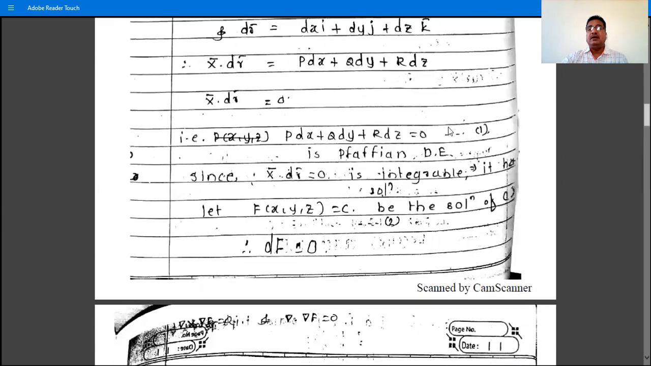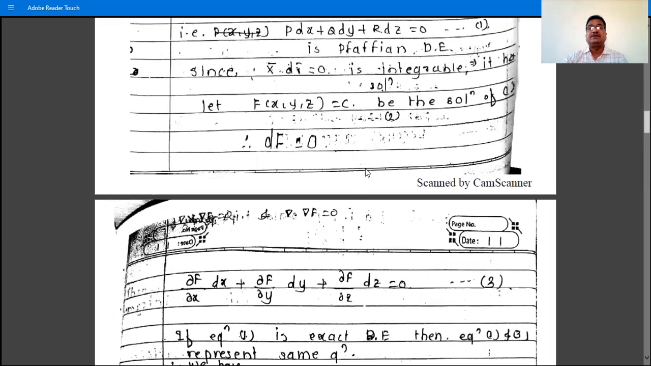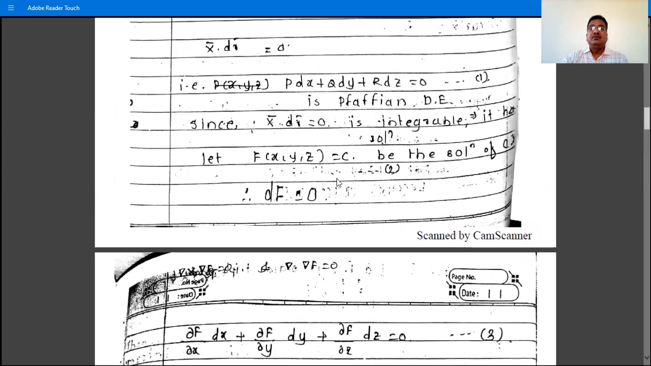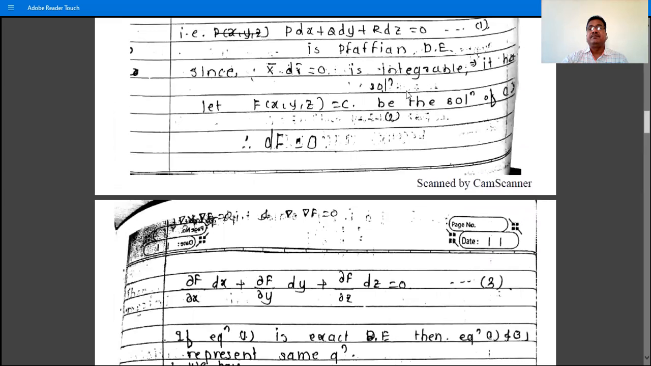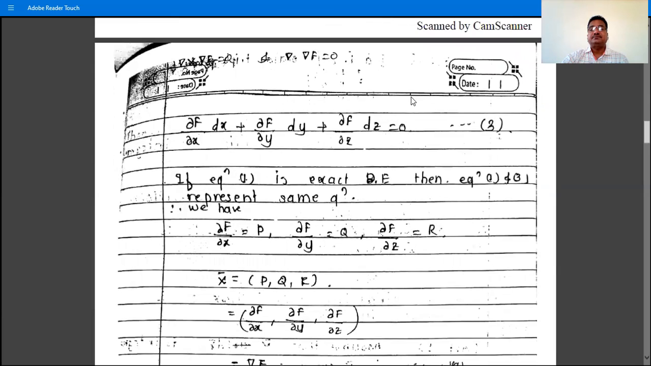If this differential equation is an exact differential equation, then we know the condition of an exact differential equation. So equations 1 and 3 represent the same equation in the exact case. And if it is not exact, then it has an integrating factor, and after multiplying by the integrating factor, it becomes an exact differential equation. Because this given differential equation 1 is integrable, it is either exact or reducible to exact.